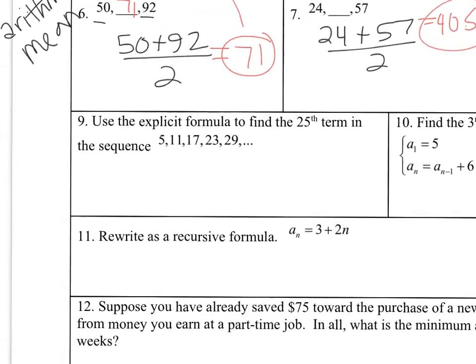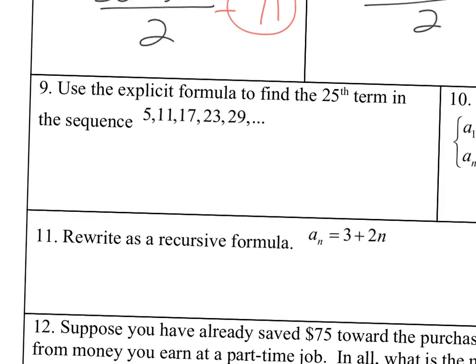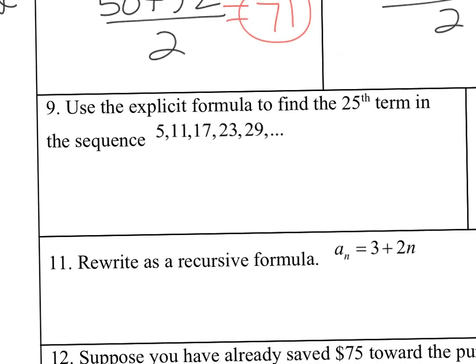And then number 9, use the explicit formula to find the 25th term in the sequence. So to find the explicit formula, I am going to write the formula down. So it's a sub n equals a sub 1, which represents the first term, plus d, which is the common difference, times n minus 1. So I need to fill in a sub 1 and d. Just like when you're writing something in slope-intercept form, you find the slope and the y-intercept, you need to find the first term and the common difference. Think of this as almost being like your y-intercept and this being your slope.